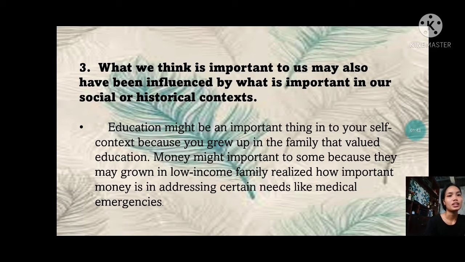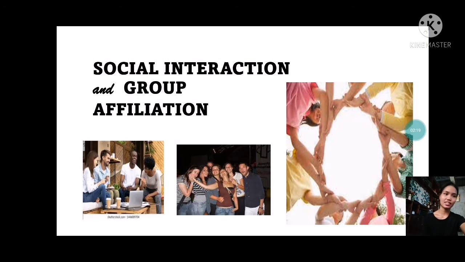Third, what we think is important to us may also have been influenced by what is important in our social or historical context. Education might be an important thing in your self-concept because you grew up in a family that valued education. Money might be important to some because they may have grown up in low-income families and realize how important money is in addressing certain needs like medical emergencies.